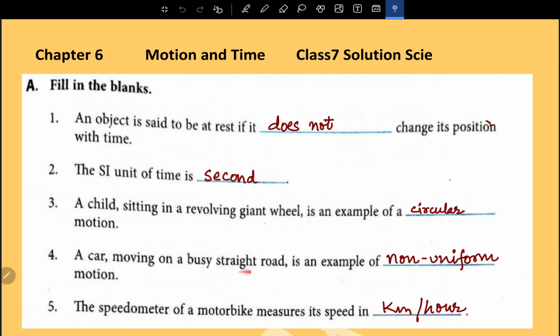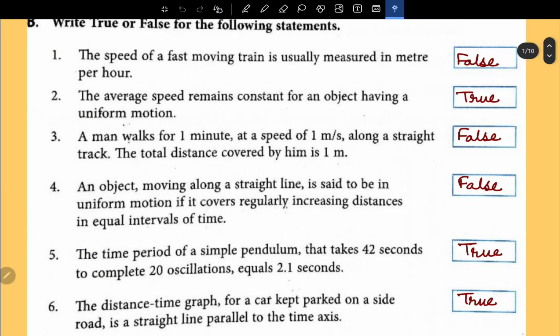A car moving on a busy straight road is an example of non-uniform motion, though it can be rectilinear or linear motion as well. The speedometer of a motorbike measures its speed in kilometer per hour. Second is true and false. First is the speed of a fast moving train is usually measured in meter per second. This is false statement. Our average speed remains constant for an object having a uniform motion.